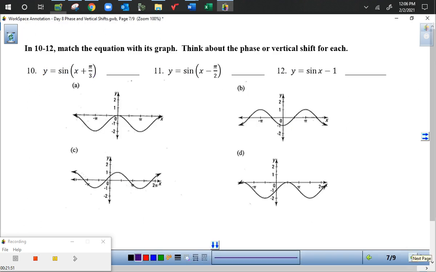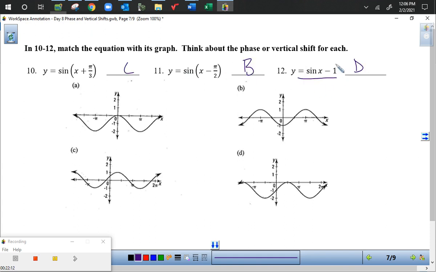All right, 10 through 12, just using sine and cosine, asks you to match the equation to the graph. I want you to pause the video and see if you can do that, and then you can press play to check your answers. All right, here. C, B, and D should have been your answers.